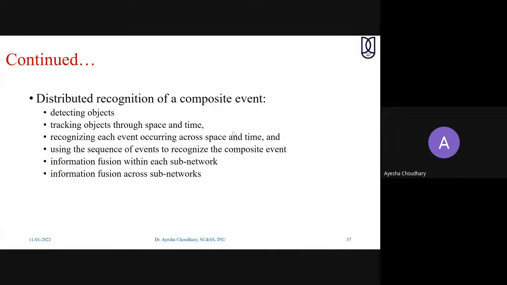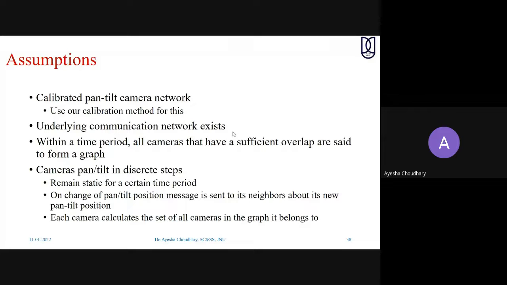And using the sequence of the events to recognize the composite, we need to have information from each subnetwork. And we need to fuse that information, as well as fuse information across subnetworks, to come up with the complete story. Now, to be able to do this, we have to have certain assumptions.